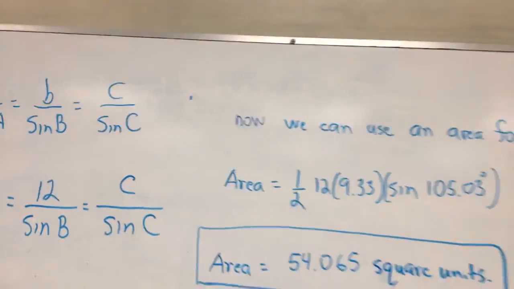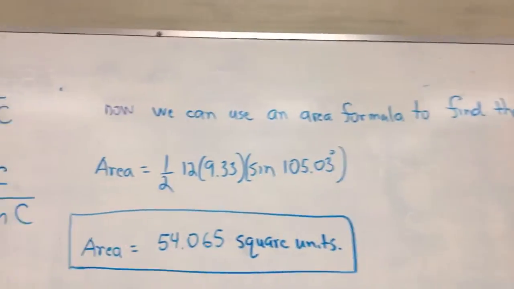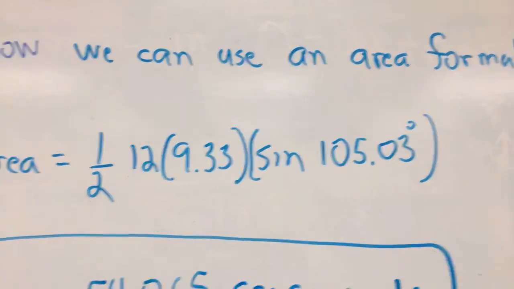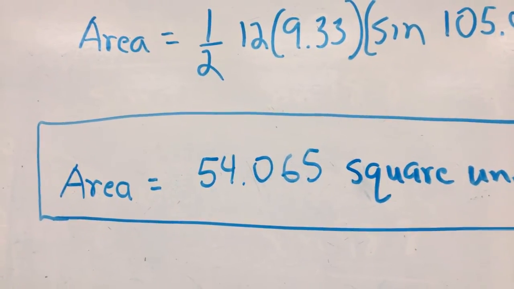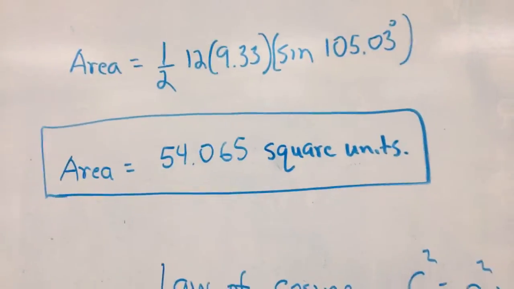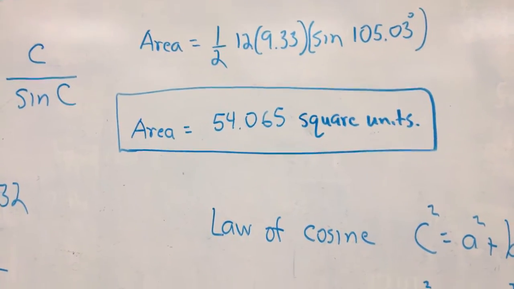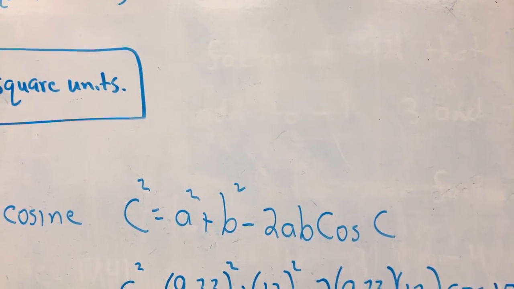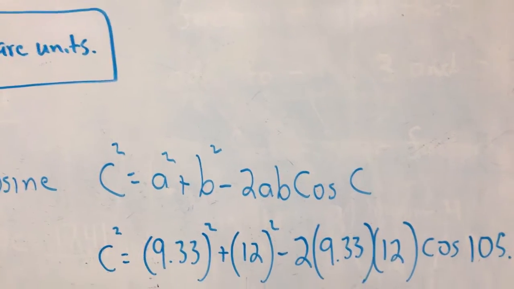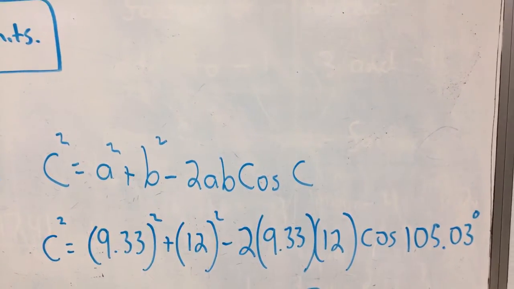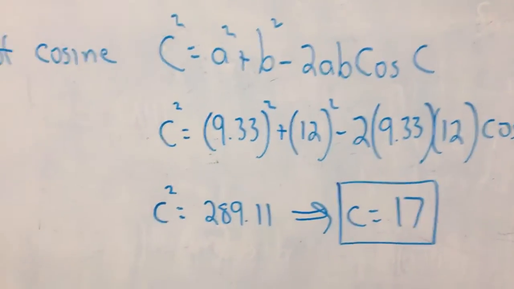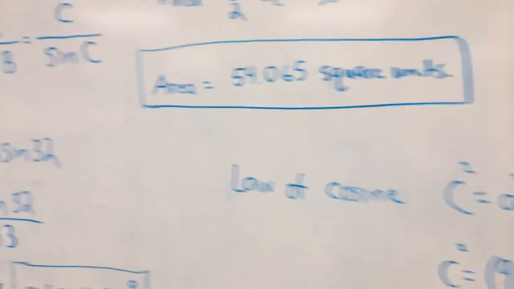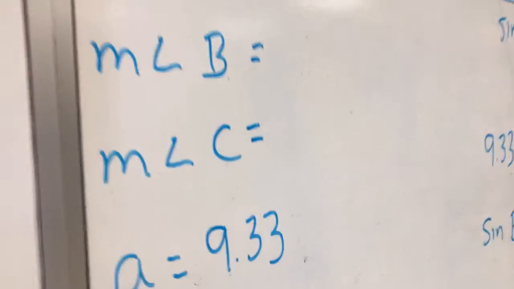So now, can we find the area? Yes, we can. So now I can say that the area is equal to 1/2 times 12 times 9.33 times the sine of 105.03, and the area is 54.065 square units. Okay, all I need now is the length of side C. Remember that version of the law of cosines we had that said that C squared is equal to A squared plus B squared minus 2AB cosine of the angle C? Well, we have all that now. So I set that up, and C squared is equal to 289.11, or C is 17. So now we have found all 6 of these pieces. We have found them all.